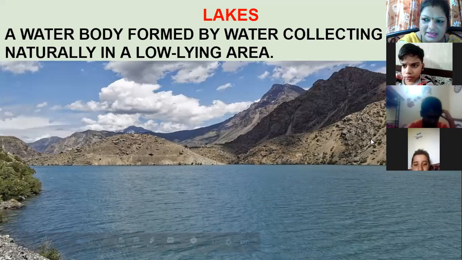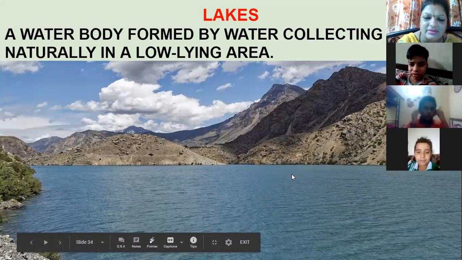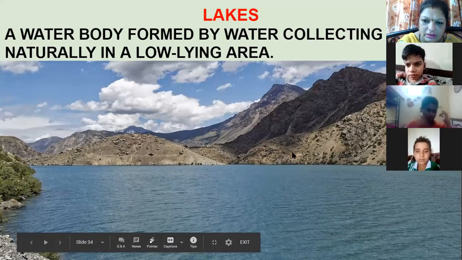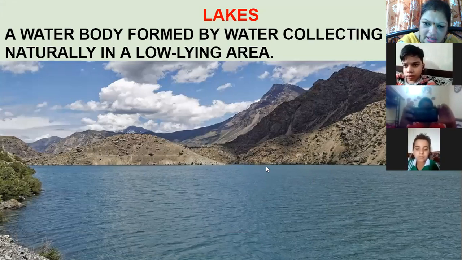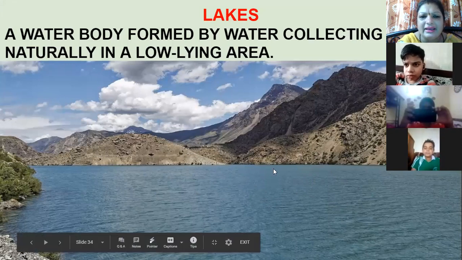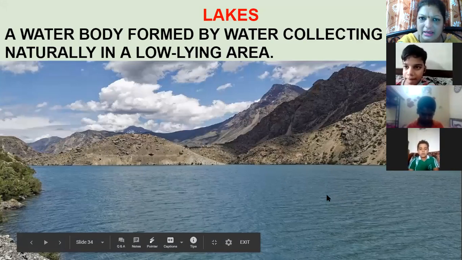Am I making myself clear? What do you mean by low-lying areas? Low-lying areas means the plain areas near the foot of the mountains. So these are the mountains, and below the mountains, down at the foot, we will have low-lying areas where there will be water bodies. Now, which is this water? It is naturally collected. So this naturally collected water in low-lying areas is called a lake.